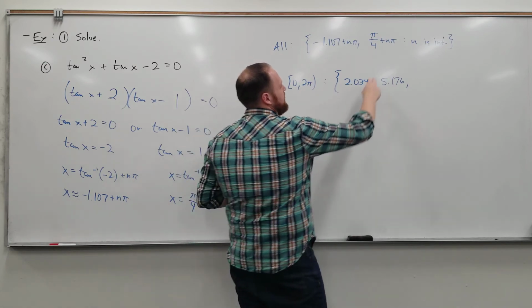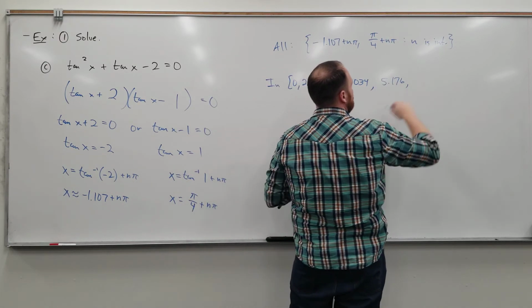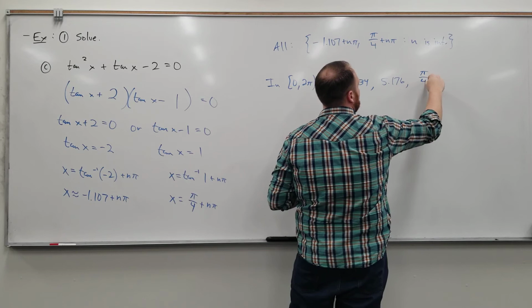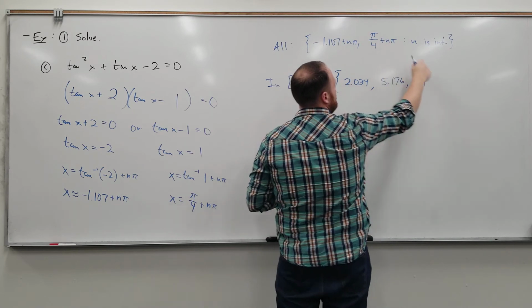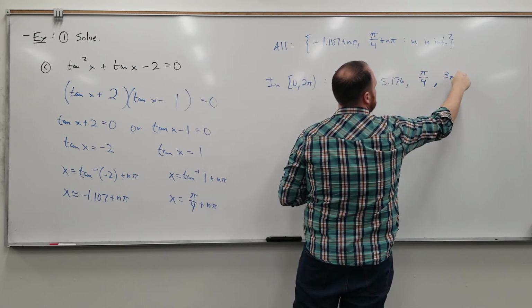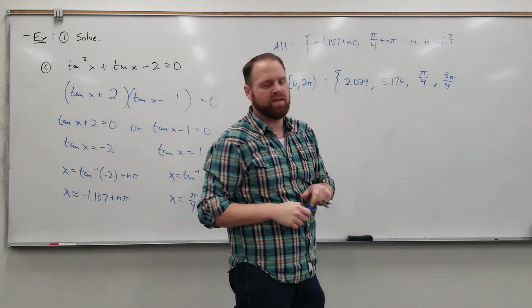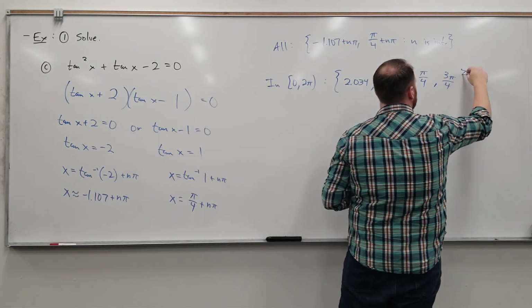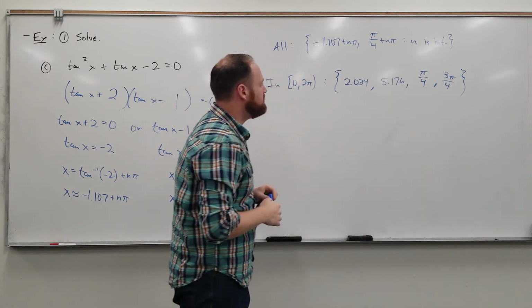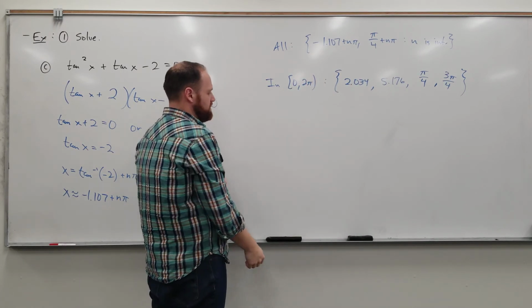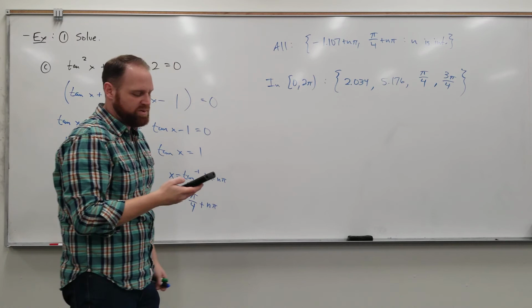But I do the same trick here. If I plug in 0, I get pi over 4. If I plug in 1, I get 3 pi over 4. If I plug in 2, it's too big. Okay? So those are the solutions that live between 0 and 2 pi.